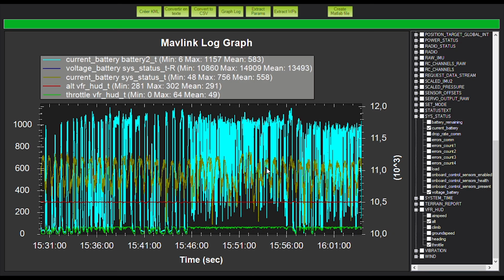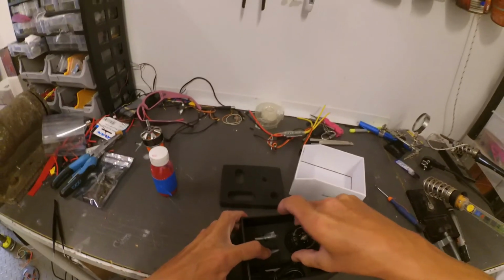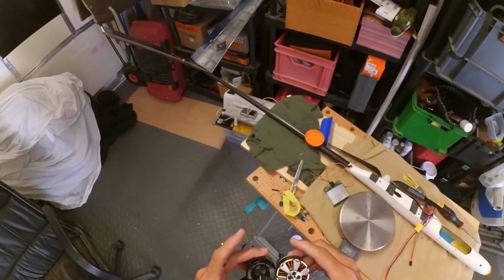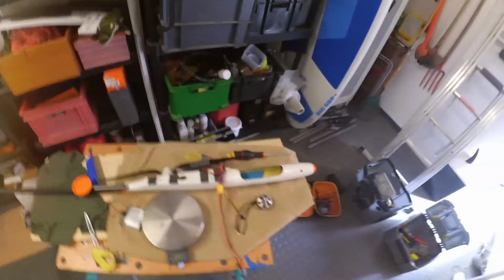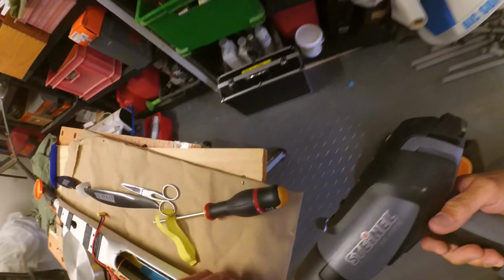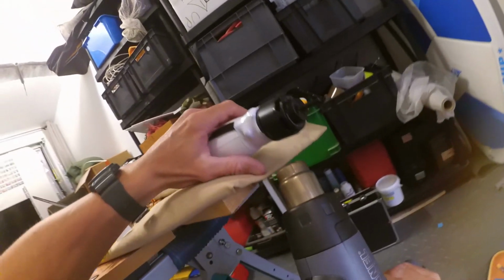If we didn't have this problem, I think the plane were flying until the night. So now the problem is solved. We changed the motor and the ESC. And this time the motor timing was set correctly. So next flight will be the longest flight for this plane, for sure.